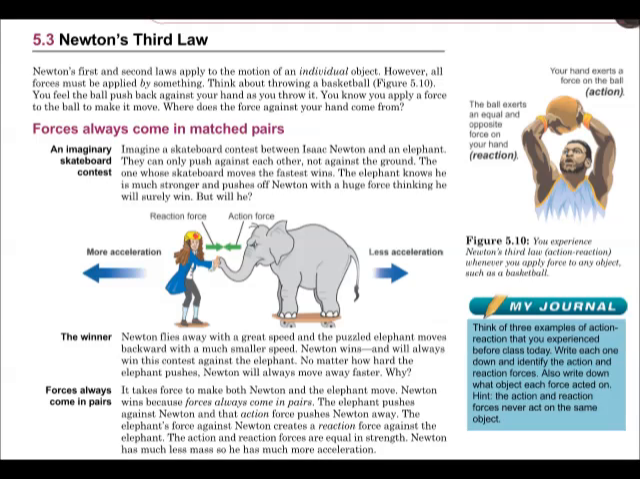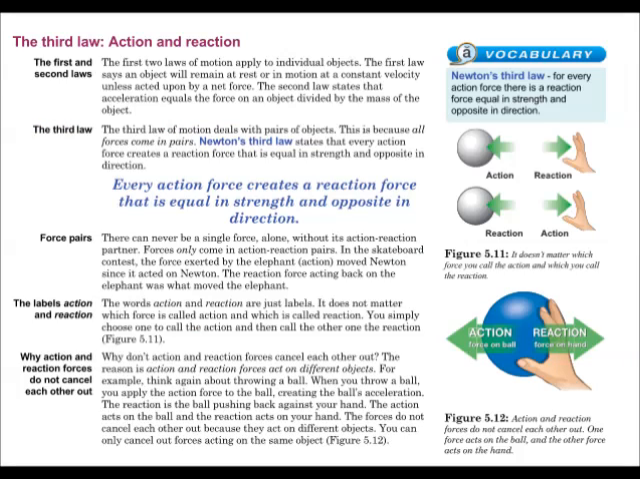The action and reaction forces are equal in strength. Newton has much less mass, so he has much more acceleration. Third law, action and reaction. The first two laws of motion apply to individual objects. The first law says an object will remain at rest or in motion at a constant velocity unless acted upon by a net force. The second law states that acceleration equals the force on an object divided by the mass of the object. The third law of motion deals with pairs of objects. This is because all forces come in pairs.